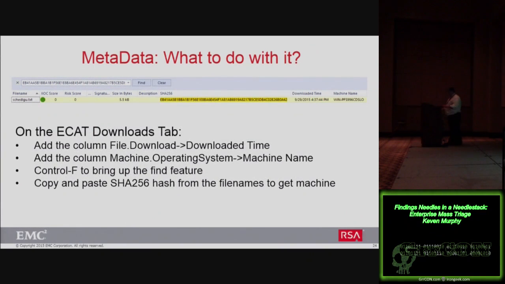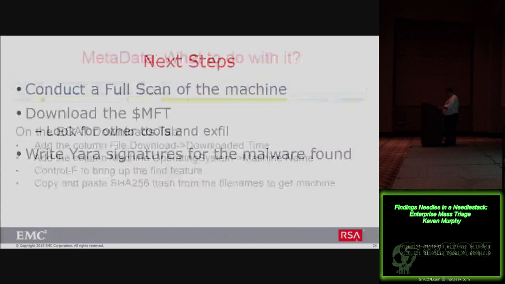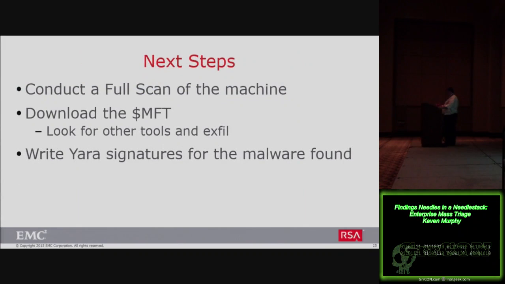And here's an example of that. So I have the 256 SHA hash at the top. I've identified the file it came from. I can right-click on that line and identify the box. Some of the next steps I'm going to have is I'm going to conduct a full scan of the boxes that I'm interested in.